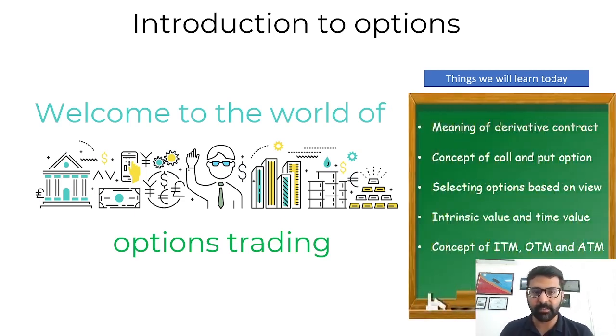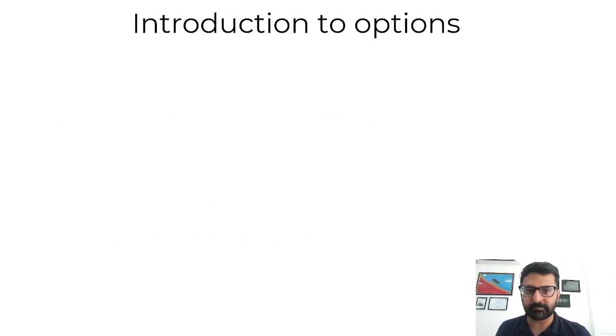For example, what is a derivative contract? We'll briefly talk about the concept of call option, put option, how to select options based on your view, when to go long, when to go short on both calls and puts. Then we'll also break down the value of an option into intrinsic value and time value. So what's the difference and how do you calculate this thing? Then we'll briefly talk about the concept of in the money, out of the money, and at the money options. All right. So let's get started.